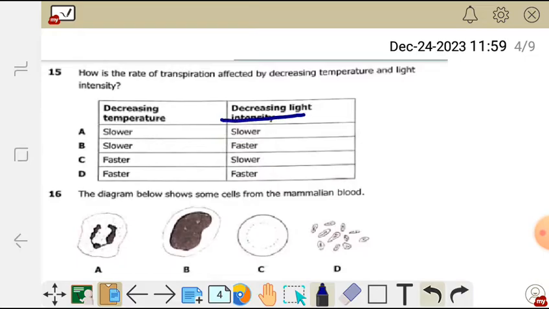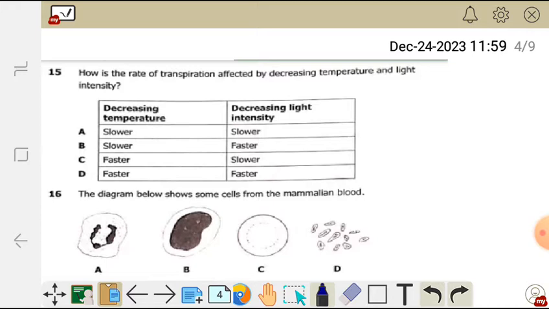Why here? Because water is also used during photosynthesis. Water and carbon dioxide react to form glucose, so that process also utilizes water. But when the light intensity is low, photosynthesis will be reduced, and we expect the loss of water there also to be reduced. As a result, transpiration will be slow here and it will also be slow there.